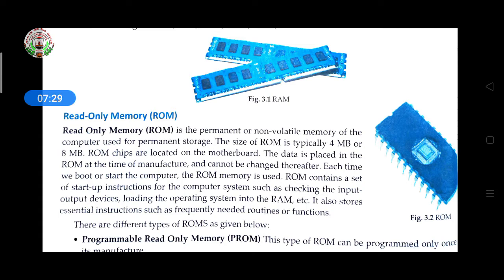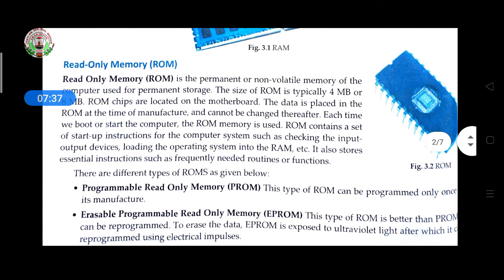So while configuring the CPU of our computer, at that time the ROM is installed and placed there, and after that it cannot be changed. Each time we boot or restart the computer, the ROM memory is used. ROM contains a set of startup instructions for the computer system, such as checking the input-output devices and loading the operating system into the RAM, etc. It also stores essential instructions such as frequently needed routine functions.